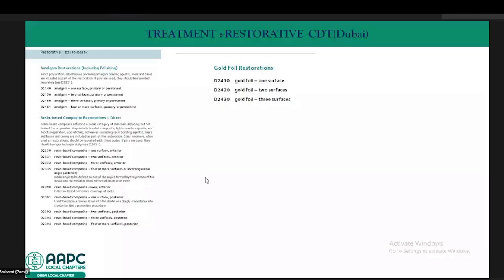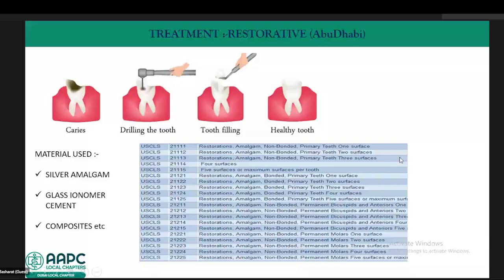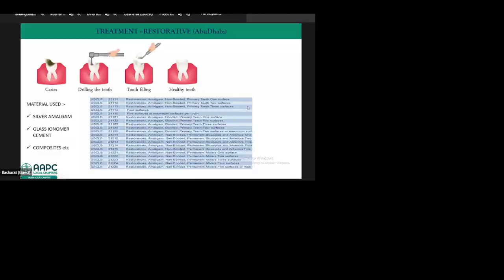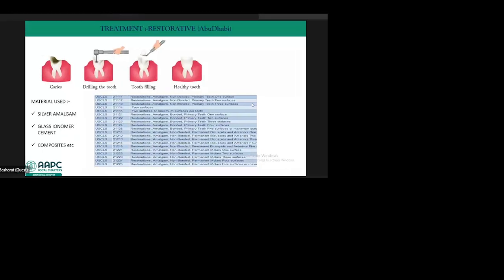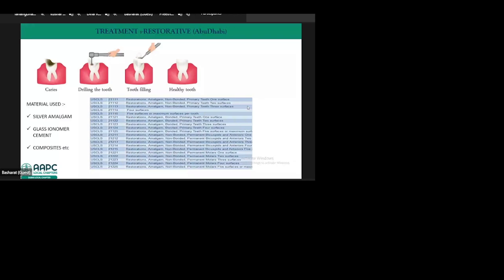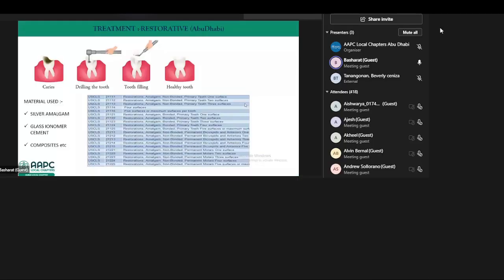Okay, so as I mentioned, there are different materials. For amalgam you have a different code, for the resin composite you have a different code, for the gold as well. So according to the material used for the restoration, you can assign the code. Mostly you will find this composite filling code. So these are the codes. Again, the guidelines are almost the same.